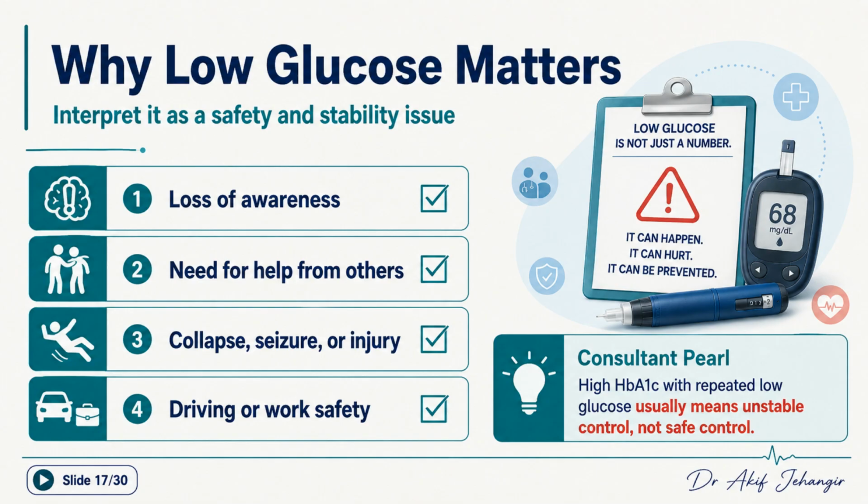Has the patient lost awareness? Do they need help from someone else? Have they collapsed, had a seizure, fallen, or been injured? Do they drive or work in a safety-sensitive job? Remember, high HbA1c with repeated low glucose usually means unstable control, not safe control.